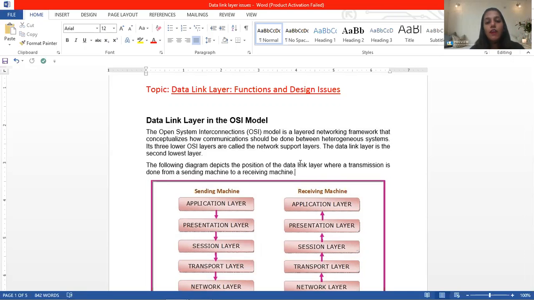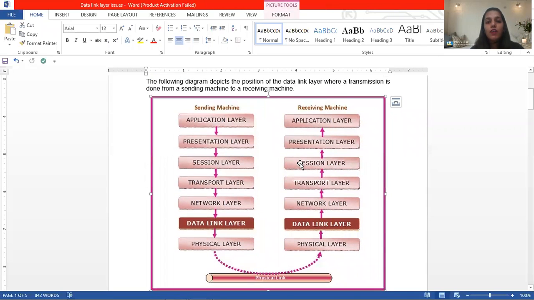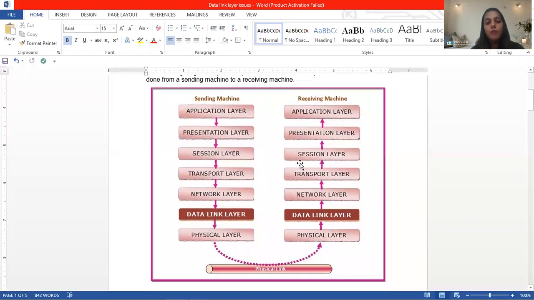The following diagram depicts the position of the data link layer, where a transmission is done from a sending machine to a receiving machine. In the diagram you can see where the data link layer stands. It is between the physical layer and the network layer, so it gives and takes the data, or information, to the physical layer as well as the network layer, because it is in the middle.